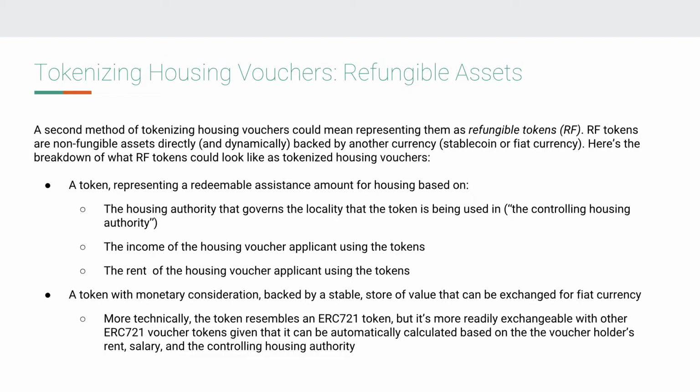And more technically, the token resembles an ERC 721 token, but it's more readily exchangeable with other ERC 721 voucher tokens, given that it can be automatically calculated based on the voucher holder's rent, salary, and controlling housing authority. So again, it's like an ERC 721, but it has a much more calculated value, or access to what that value may be.